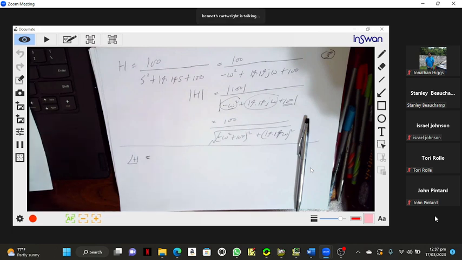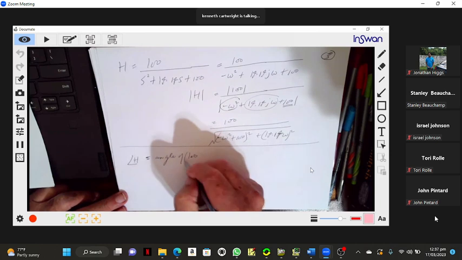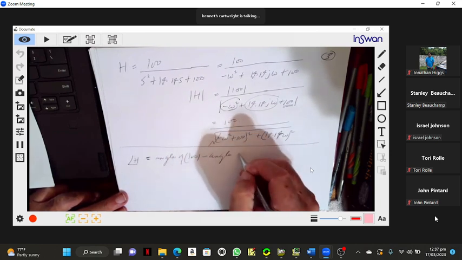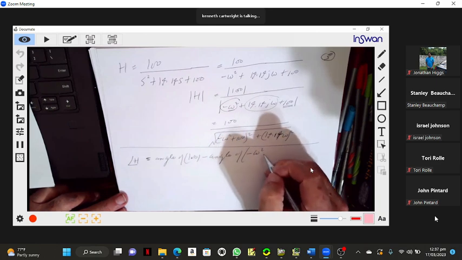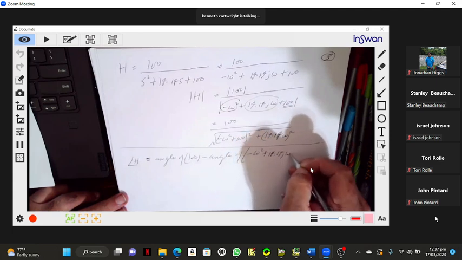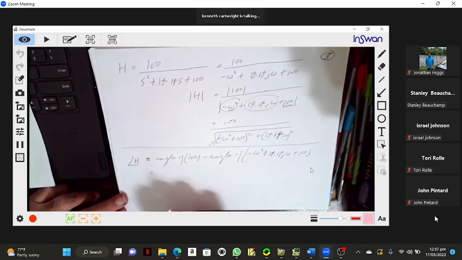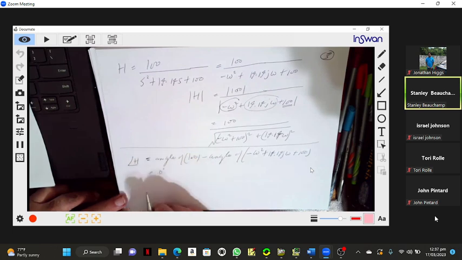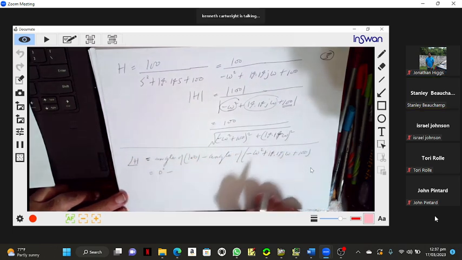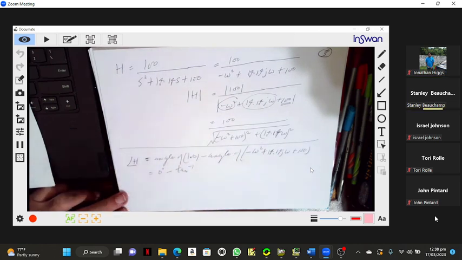Mr. Beauchamp, what's the angle of H? That's the angle at the top minus the angle at the bottom. Angle of 100 minus angle of negative omega squared plus 14.14 j omega plus 100. And what's the angle of 100? 0 degrees. And what's the angle of the bottom? It's tan inverse. No, inverse tan. Inverse tan of the imaginary over the real.